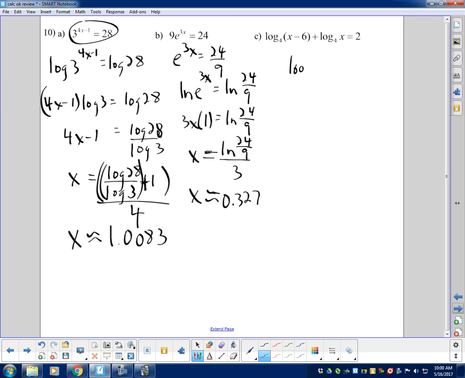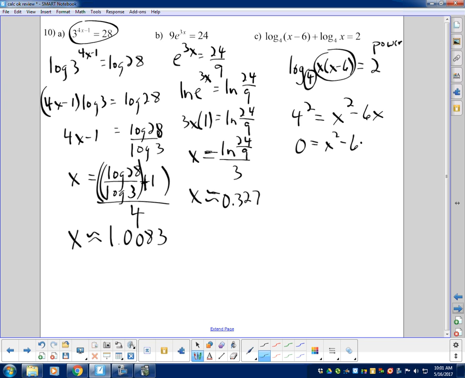So this is log base 4 of x times x minus 6 equals 2. Now use the definition. We have a base here of 4, a power of 2, and an answer of x times x minus 6. So it's 4 squared equals x squared minus 6x. I'm going to go ahead and distribute that x in this step. So this is 0 equals x squared minus 6x minus 16.